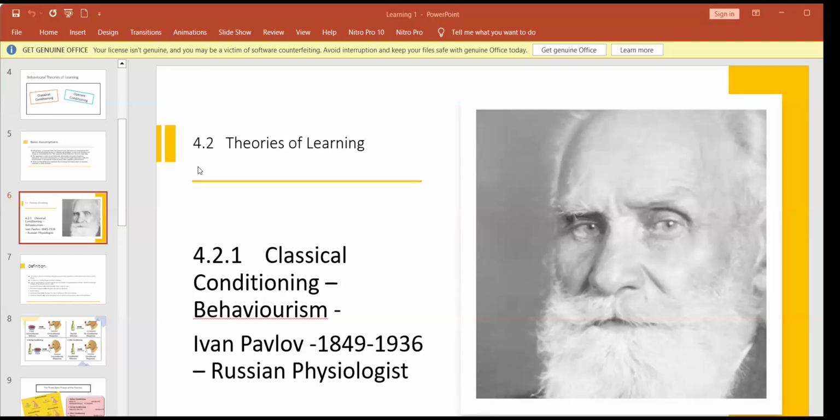Okay, now I'm in classical conditioning. So what do you know already about classical conditioning? Classical conditioning is proposed by Ivan Pavlov.